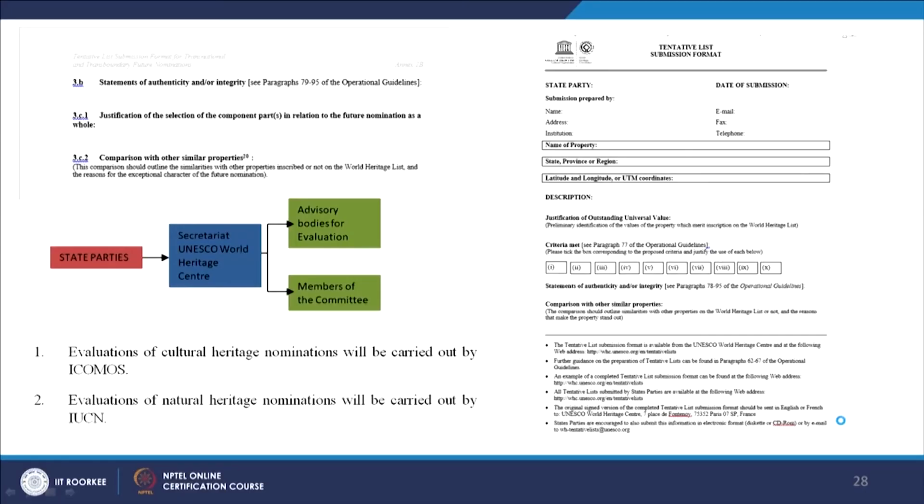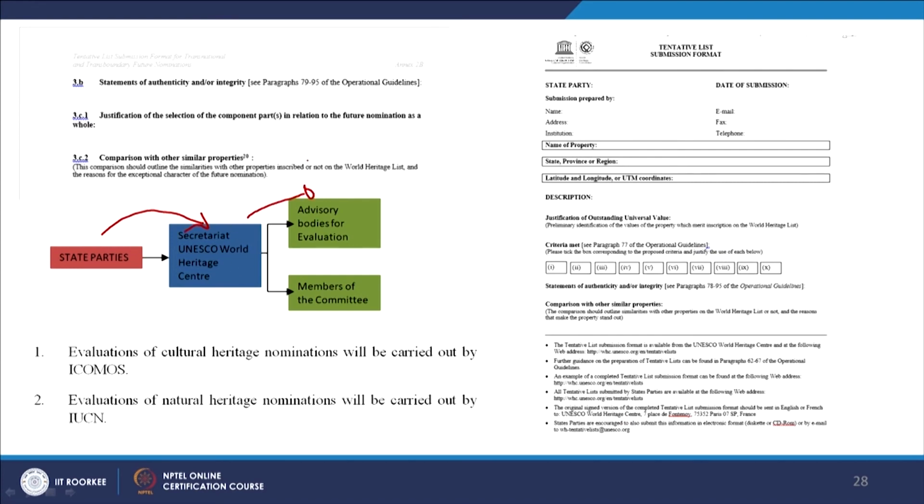It mainly covers the statements of authenticity, the evidence and integrity, and how we can justify the selection of component parts in relation to the future nomination as a whole. The last important thing is the comparison with other similar properties, because we are talking about outstanding universal value. So what are the relevant similar properties? This is again a form, with different annexures, which I am just showing you how it is filled out.